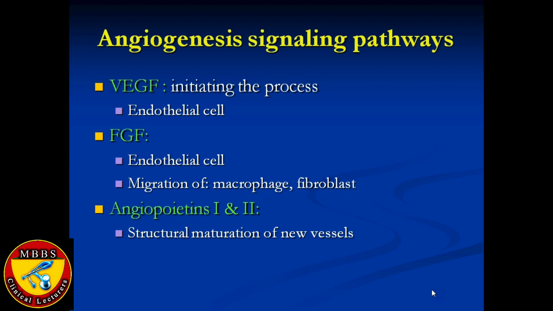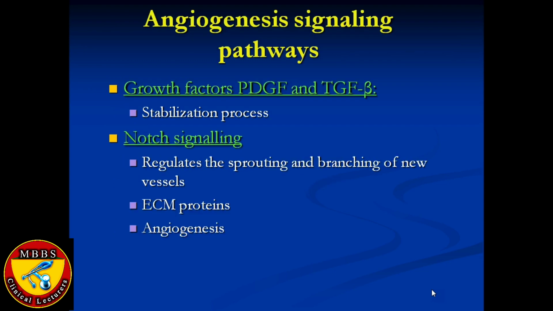Then there is the fibroblastic growth factor, which also acts on the endothelial cells. Besides this, it causes the migration of the macrophages and fibroblasts to this area. Angiopoietin 1 and 2 cause the structural maturation of the new vessels, and the laying down of the collagen and basement membrane. Then platelet-derived growth factor and the transforming growth factor beta serve to stabilize the process.